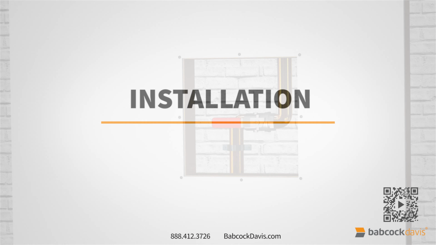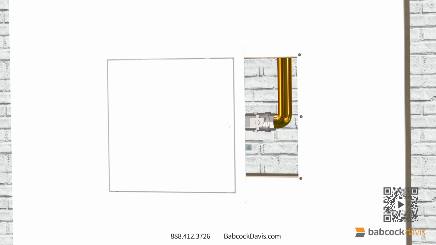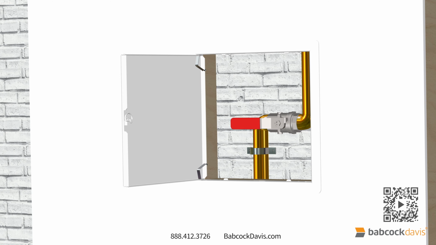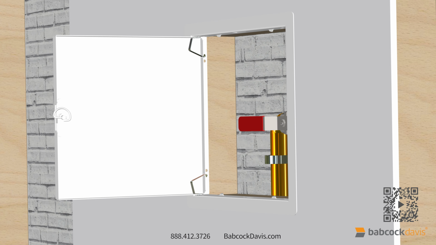Installation. Begin by placing the access panel into the opening. The flange should seat firmly against wall or ceiling. Square up the access panel in the opening, and secure the hinge side first. To access the holes on the hinge side, the door must be opened. Please note, doors 36 inches by 36 inches and larger have a continuous piano hinge.